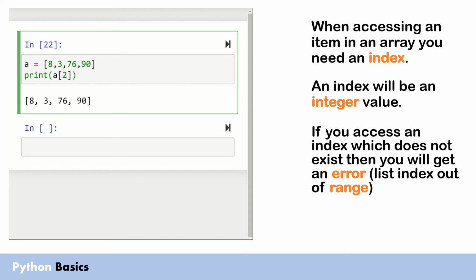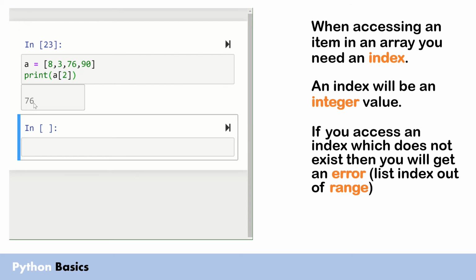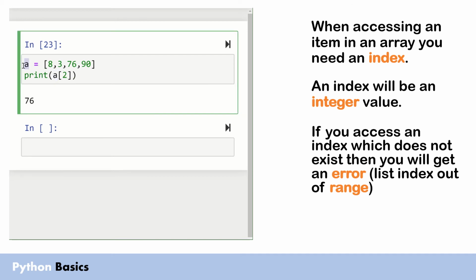So if I run this code now, you can see it says 76. But why does it say 76? Well, let's have a look. I've got the name of my array here, which is called A. Then I use these special square brackets, which allow me to access just one item from the list. Okay, it then says 2. Now, if you look at the second element, well, that's 3. So why does it print out 76?